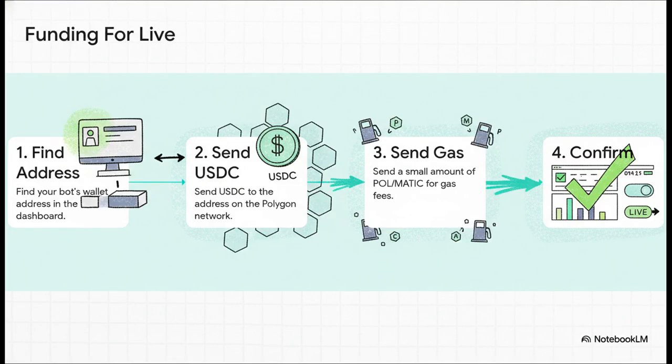So you're ready to go live? Funding is a simple 4-step process. 1. Grab your bot's wallet address from the dashboard sidebar. 2. Send your USDC to that address. And this is super important. Make sure you're on the Polygon network. 3. Send a tiny bit of POL or MATIC to that same address for gas fees. And 4, always confirm you see the balances in your dashboard before you flip that switch to live mode.